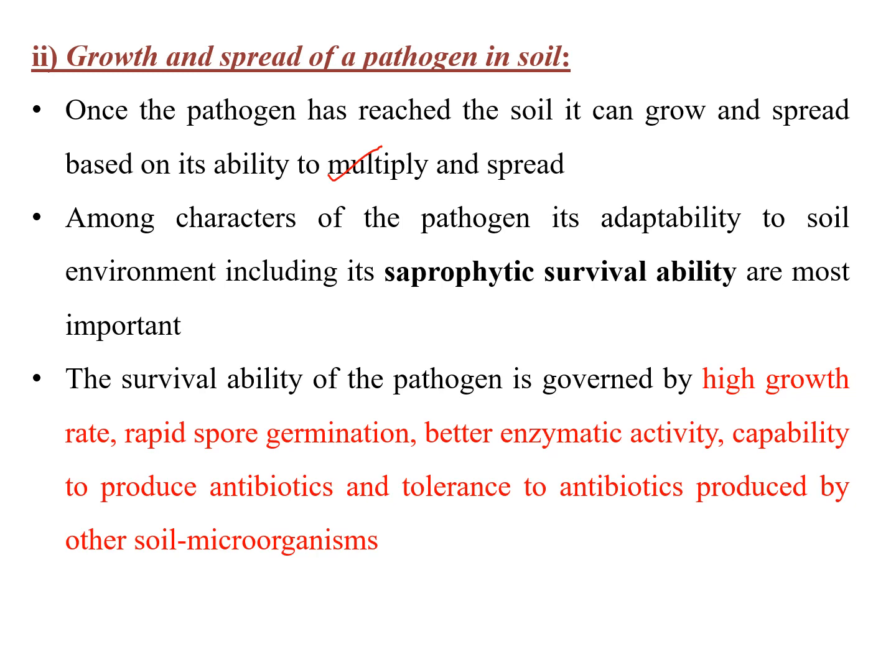And this survival ability of that particular pathogen is governed by a high growth rate. That means the pathogen should have a high growth rate in the soil, rapid spore germination, better enzymatic activity, and the capability to produce antibiotics, and it should have tolerance to antibiotics produced by other soil microorganisms. That is high competitive ability to survive in the soil. Then only can that particular pathogen survive in the soil, that is, it can grow and spread in the soil.